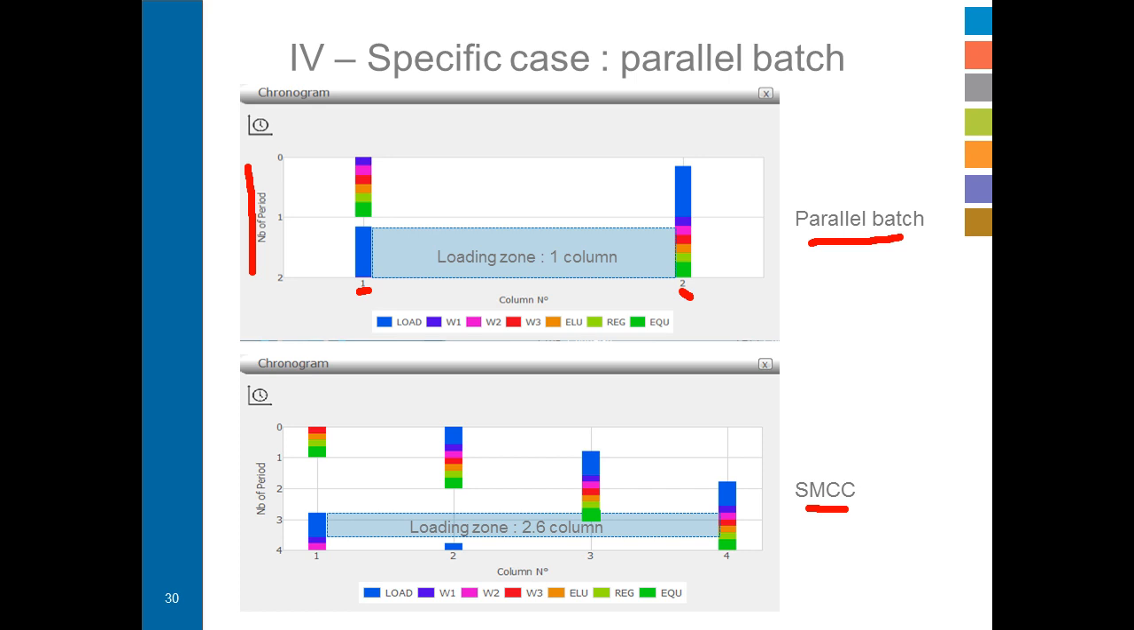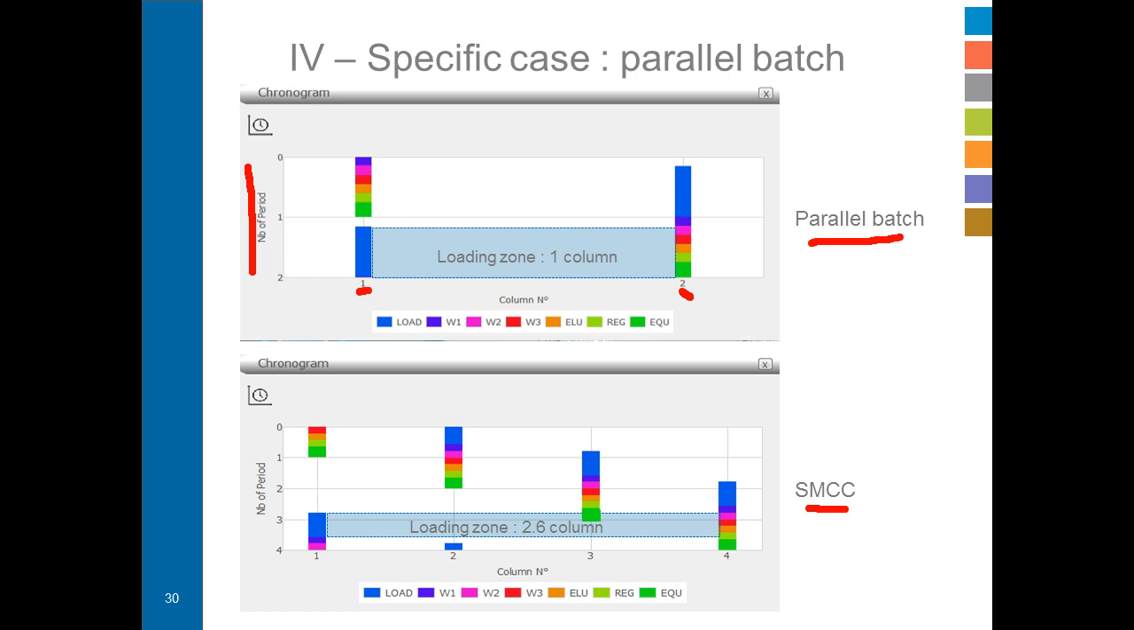So here for SMCC, we have 1, 2, 3, 4 columns. When column 1 is in the loading zone, column 2 is in series with column 1. And for a part of the time, column 3 is in series with column 1 and column 2. During that time, column 4 is processed, so washed, eluted, and regenerated.